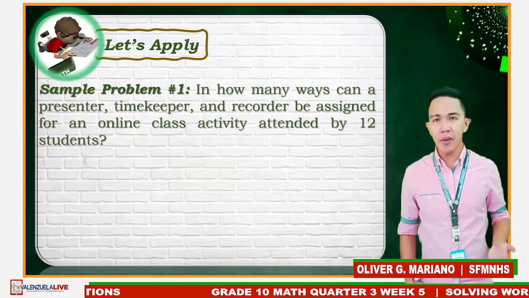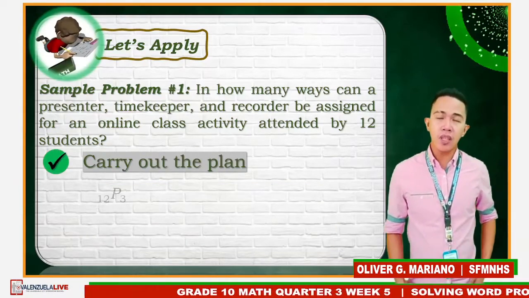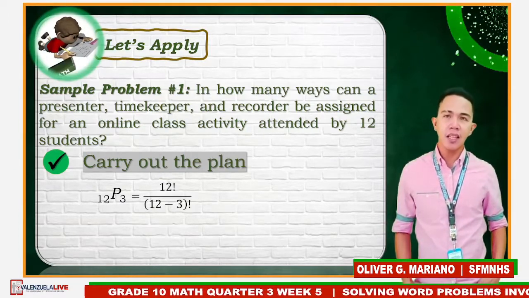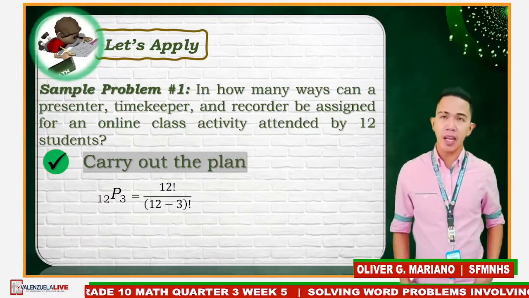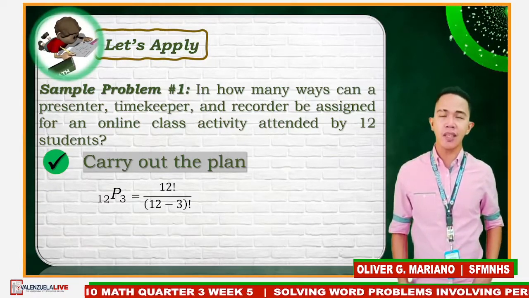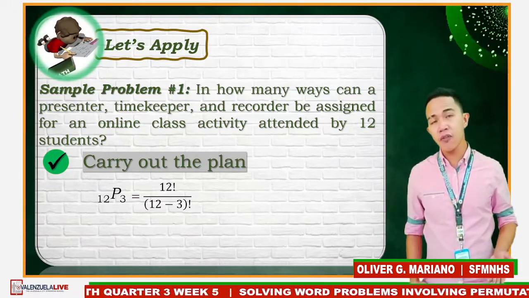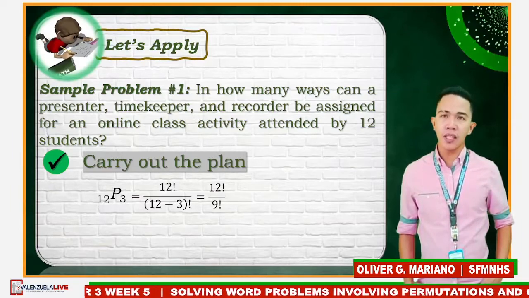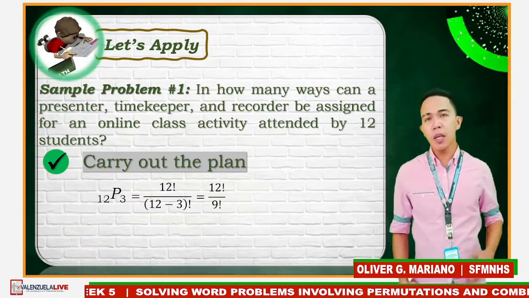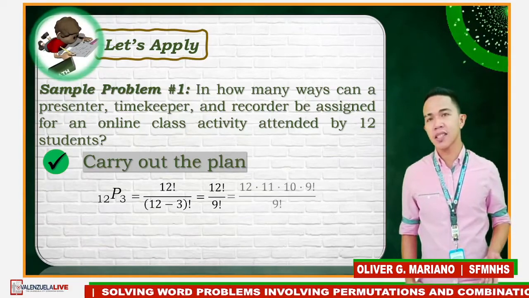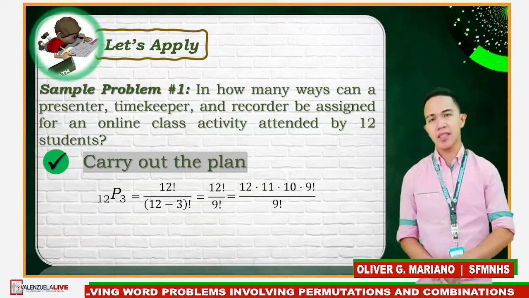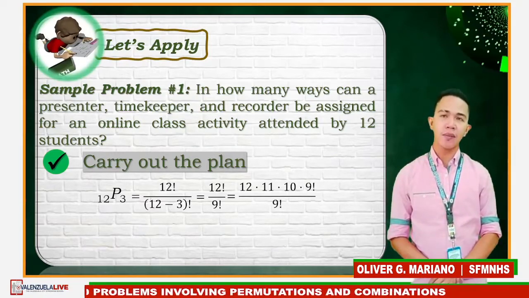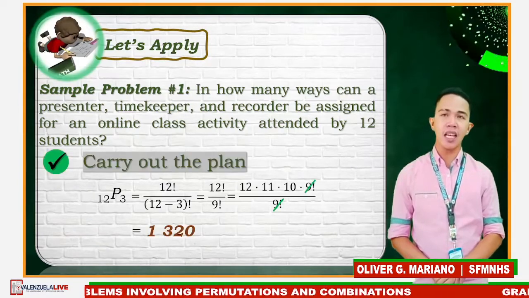Then, we carry out the plan. Computing for the permutation of 12 taken 3 at a time, we have 12 factorial divided by quantity 12 minus 3 factorial. Subtracting 3 from 12 gives us 12 factorial over 9 factorial. We may write 12 factorial as 12 times 11 times 10 times 9 factorial. By cancellation, we obtain 1,320.